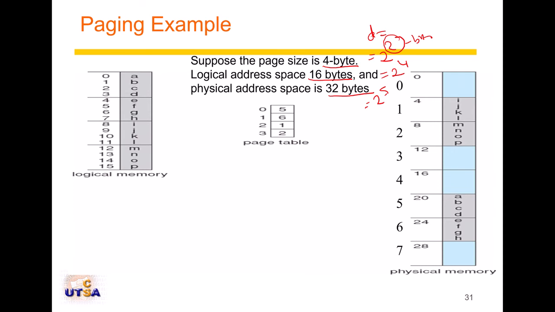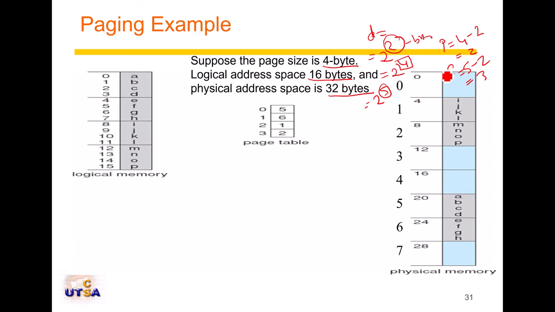We know that it is 2 to the power 4 divided by 2 to the power 2, which will be 2 to the power 2. So to find P, the P bits, we will just take that minus that. So 4 minus 2 will be 2. Similarly, for the F, we know that we have 2 to the power 5 divided by 2 to the power 2, so it will be 5 minus 2, which will be 3.